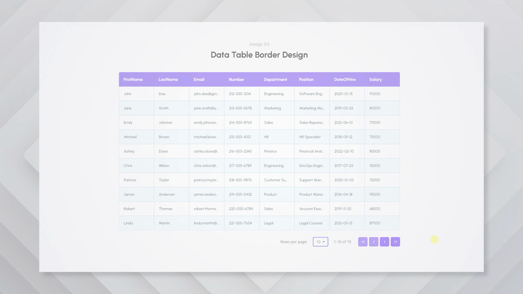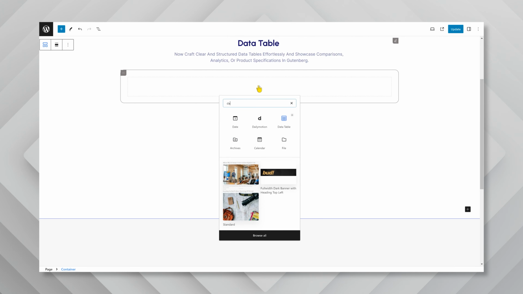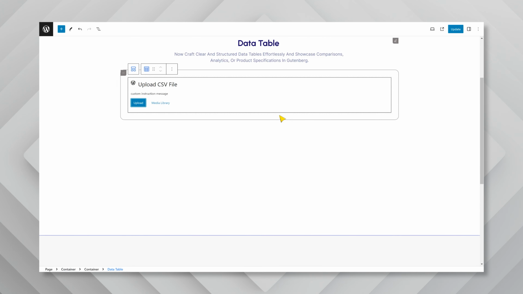It all starts inside a page with the Gutenberg editor. Click inside the empty box to open the block quick menu. Then, in the search bar, type data table, and click on the data table block to insert it.